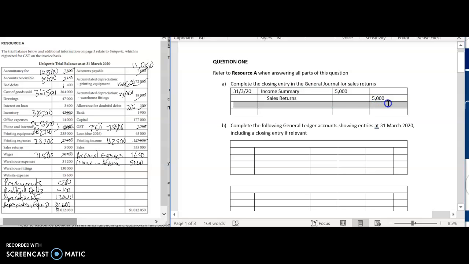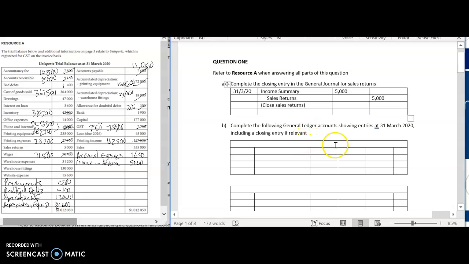And you may be asked for a narration. Normally narrations we put in brackets. Easy. Next part is the general ledger.